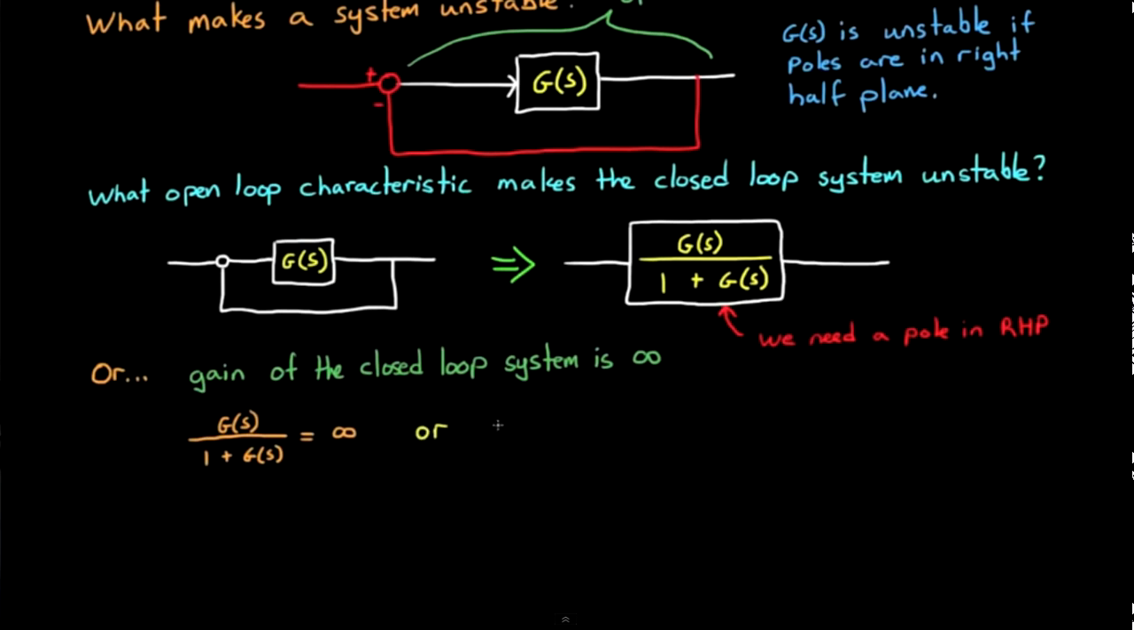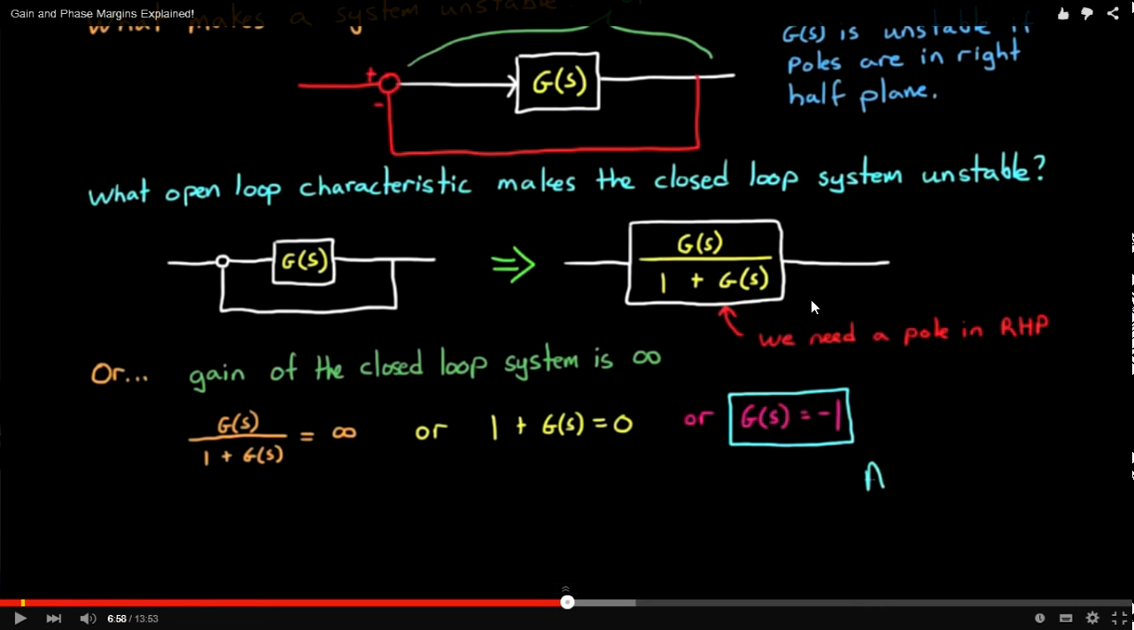In order for this transfer function to have a gain of infinity, the denominator needs to go to 0. And for that to happen, G needs to equal minus 1. So in this case, we need a pole in the right half plane. In order to make this unstable, you will need a pole in the right half plane, right? So in other words, it's just a play of words.